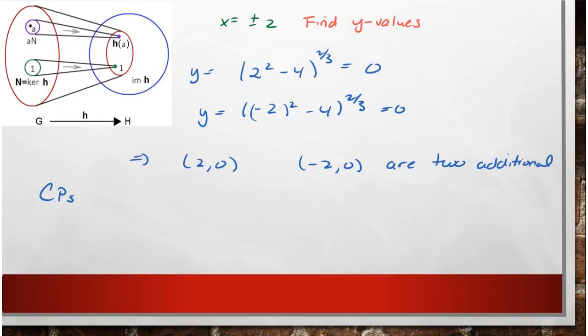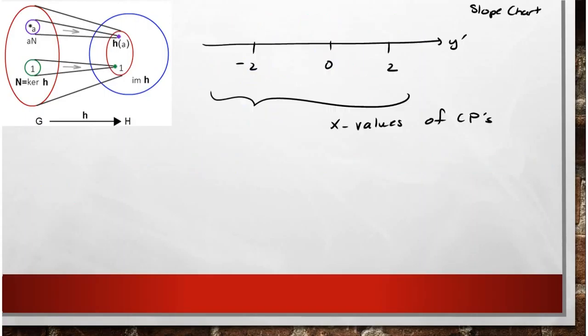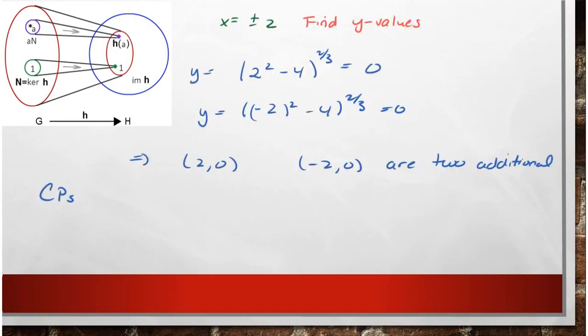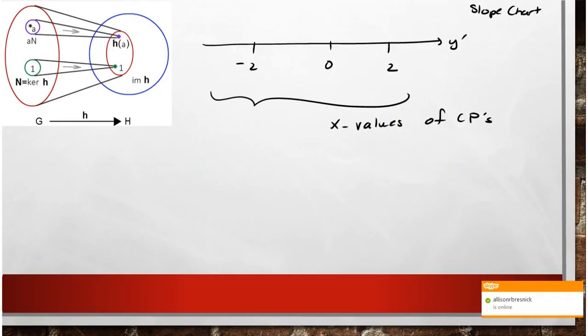And I've got to find the y values. It turns out the two y values are 0, but I already knew that. Remember my original graph? I already saw that. So it's matching up. And when I didn't get the 52 that I saw on the decimals, I knew something was up. So it's like a cross check. So those are the x values of the critical points.